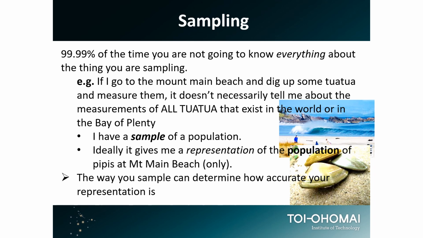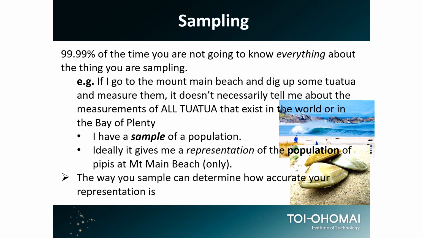But the reason we call it sampling is because we can't generally measure the entire population. If we're going to talk about Tuatua at the Mount Main Beach, and we wanted to know the mean length of the population there, we would have to go and measure every Tuatua down to 4 or 5 meters. We'd have to dig up the entire beach and get every Tuatua and measure them all in order to know the actual average length of those Tuatua population.